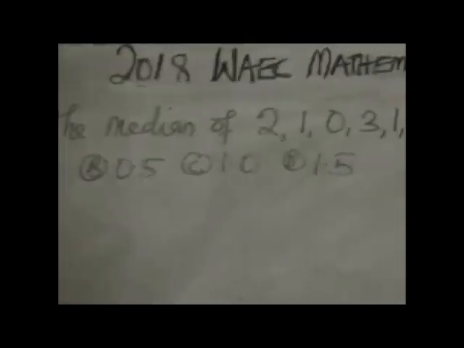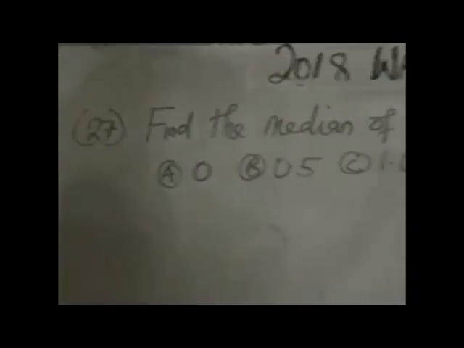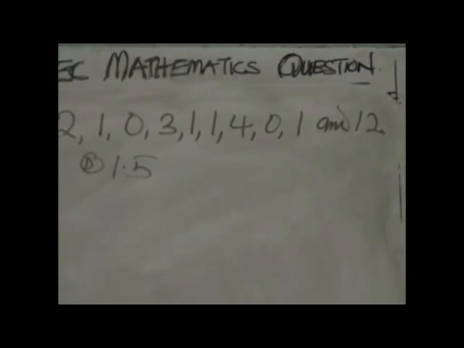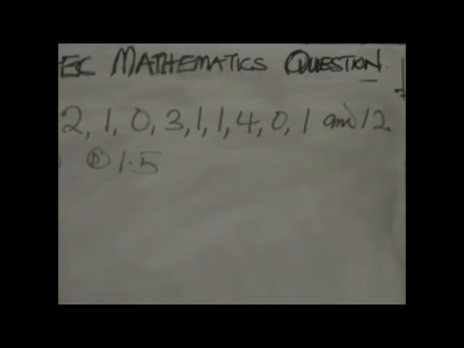Alright, here is question 27 of the 2018 WAEC mathematics past question. And the question is, find the median of 2, 1, 0, 3, 1, 1, 4, 0, 1, and 12. So median is just the middle number in the distribution. But what you need to do is to rearrange this in an ascending order. So arranging it in an ascending order, I think we have to start from 0.